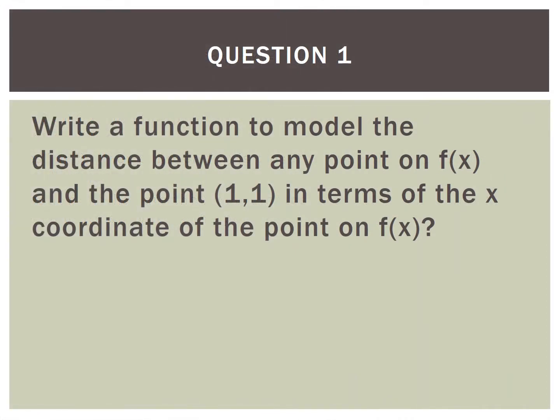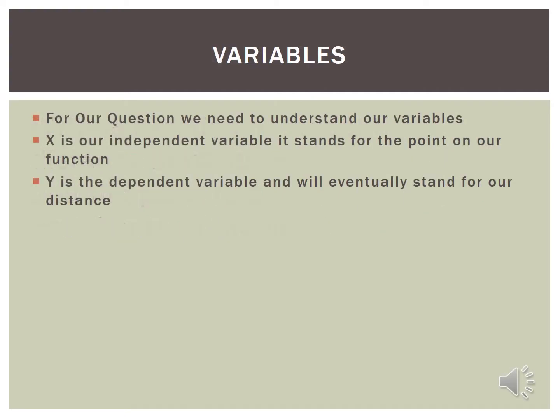Okay, so first our question is write a function to model the distance between any point on f of x and the point (1, 1) in terms of the x coordinate of the point on f of x. Variables. For our question, we need to understand our variables. X is our independent variable. It stands for the points on our function. Y is going to be the dependent variable and will eventually stand for our distance between the point on our function and the point (1, 1).